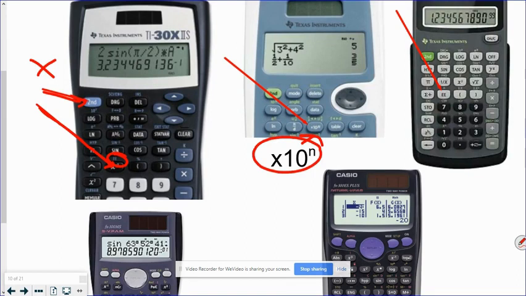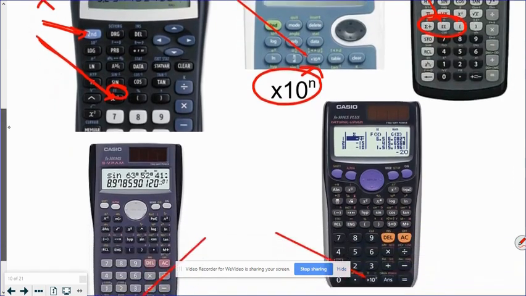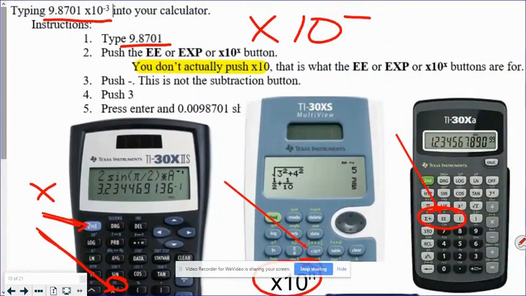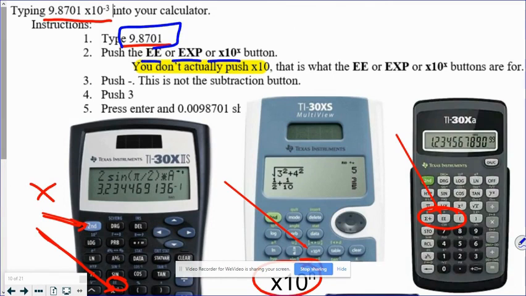On this other calculator, it's kind of nice. They actually have an EE button right there for us. On the Casios, they have an EXP button down there in some varieties. And on other varieties of Casios, they have this times 10 to the X button. Those are all buttons that you need to be aware of on your particular calculator. So if we're typing this into our calculators, we need to type in this number. We need to hit the EE button, the EXP button, or the times 10 to the X button.